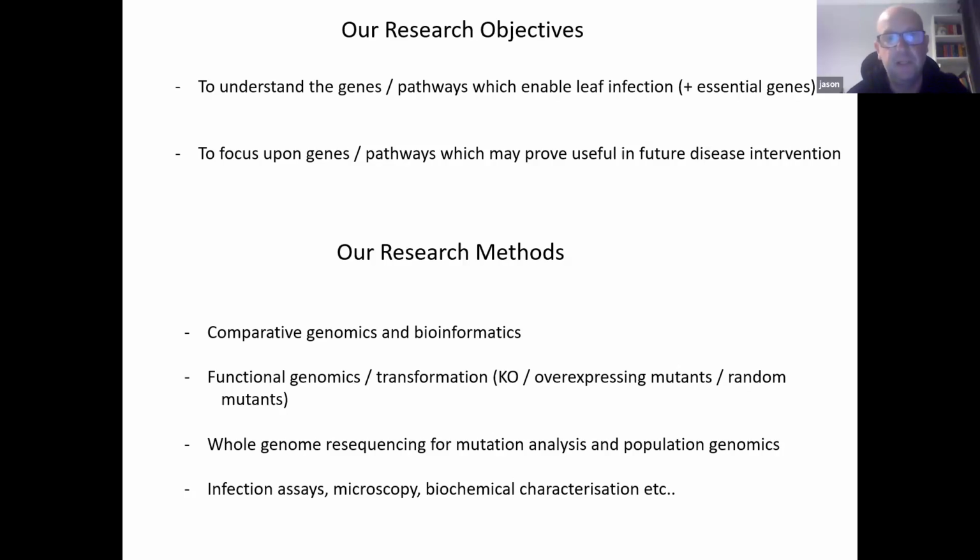The methods we use are comparative genomics and bioinformatics. We use functional genomics and transformation, so we can make knockouts, we can overexpress genes, and we can very quickly and easily generate random mutant libraries, and I'll show you some of that data later. Whole genome sequencing is now very affordable, so we can use that to identify mutations and to look at the variation in pathogen populations between strains, for pangenomics. And then we obviously conduct infection assays, do microscopy, conduct biochemical characterization, and so on.